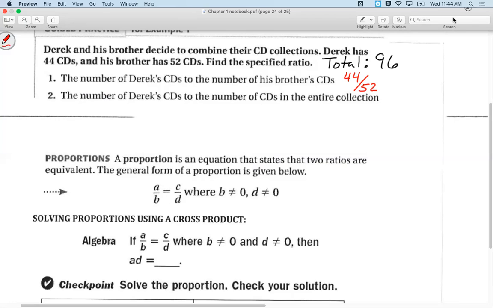Okay. Now, can we reduce that? I believe you can make it. What can that be reduced to? 52 is a trick. Maybe you could do 26. It is 26. 22 over 26. Can we reduce that? Oh, well, I believe so. Could you do 11 over 13? You can. 11 over 13.